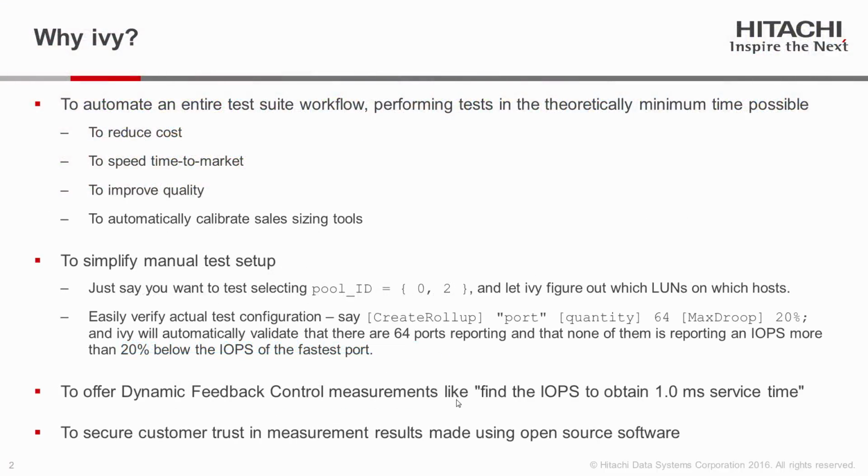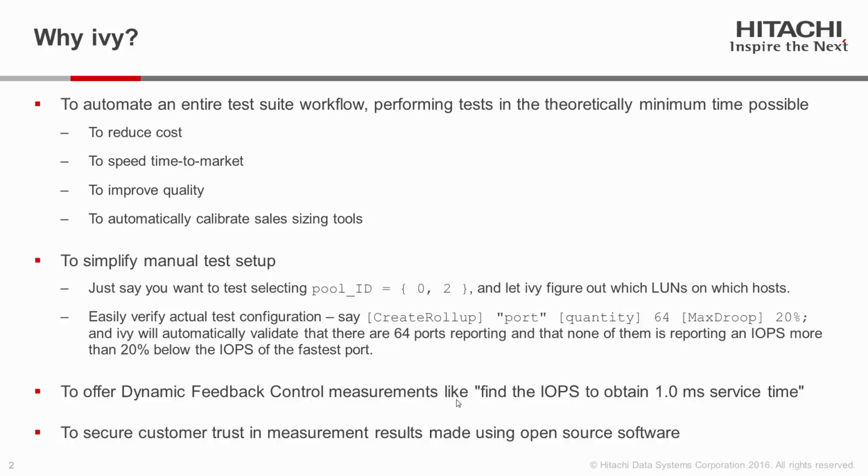Why did I build IV? My long-term goal is to automate performance testing, so we want to have a workflow engine to automate a test suite workflow. And we want to use the dynamic feedback control feature to perform tests in the theoretically minimum time possible. Through a combination of these two, we can substantially reduce test time and test cost.